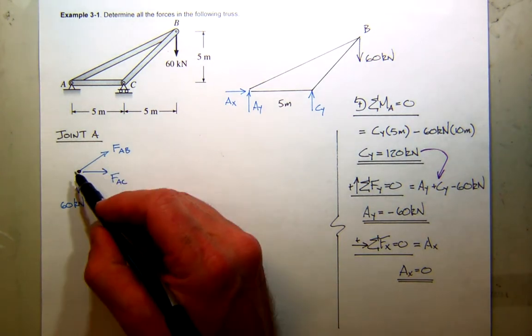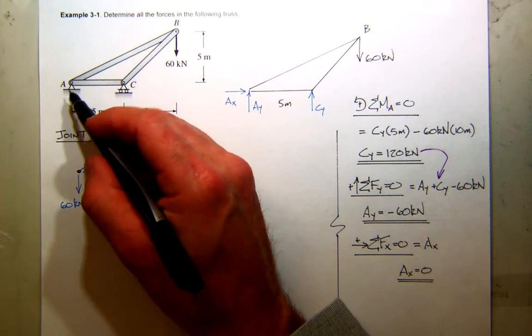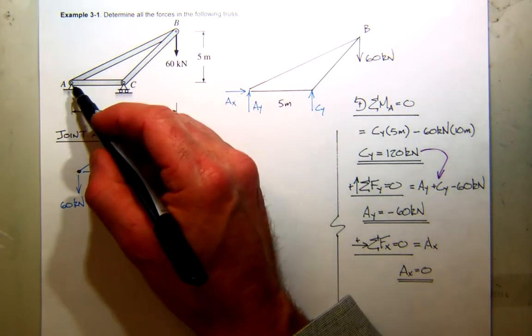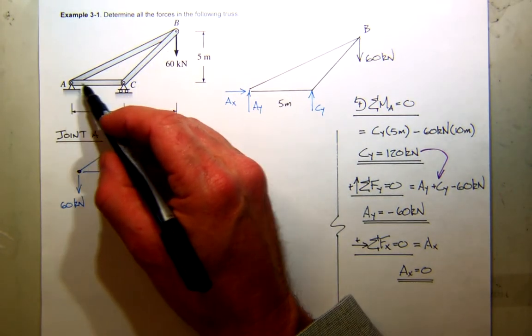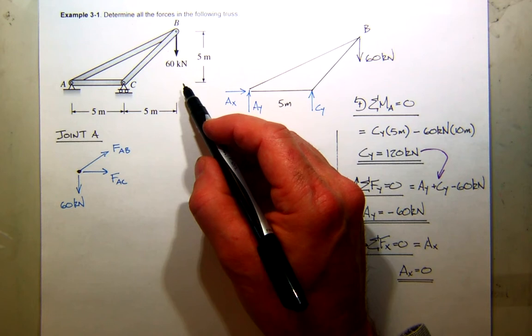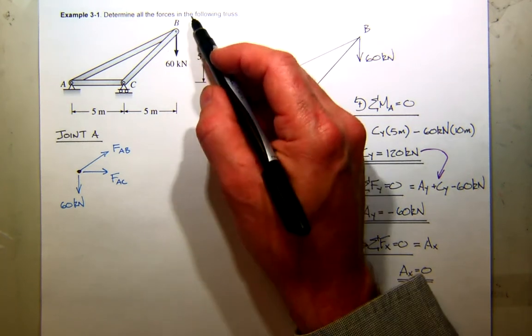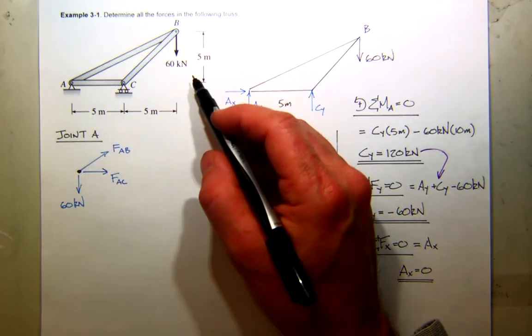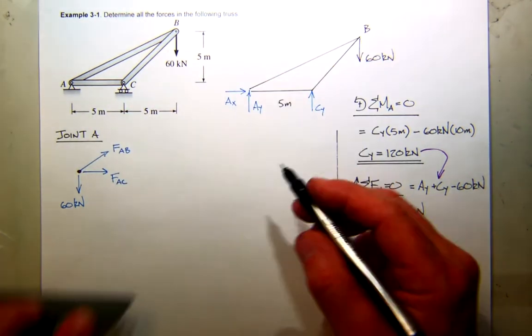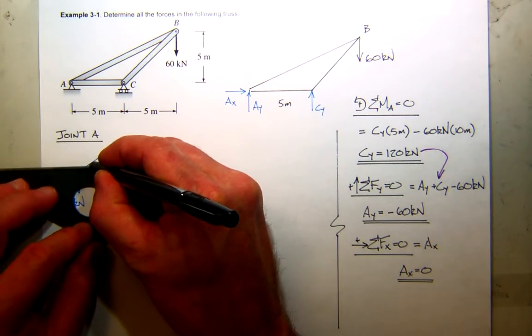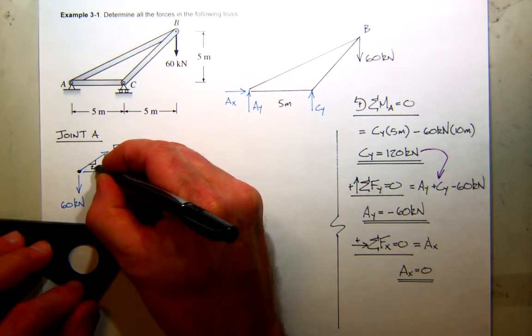I need some geometry for this one. So what's the orientation of this element? Let's see. In the x direction it goes 10 meters, and then it goes up 5 meters. So that's really like a 2-to-1 slope, right? So I'll just mark that on there to help me remember that, 2-to-1.